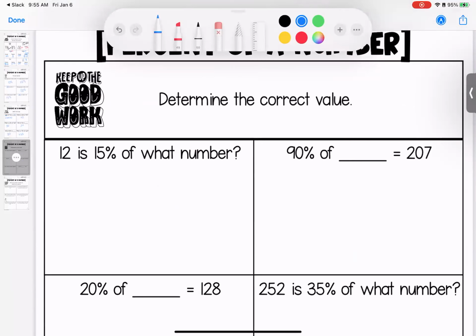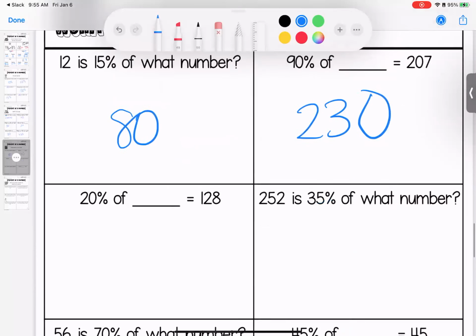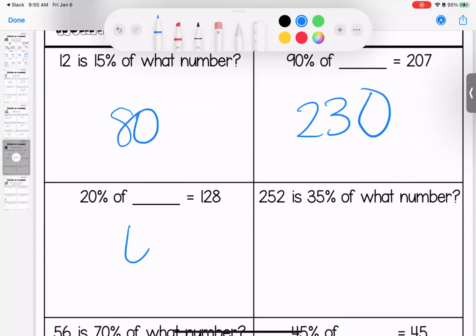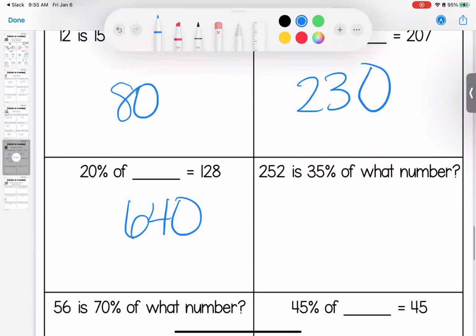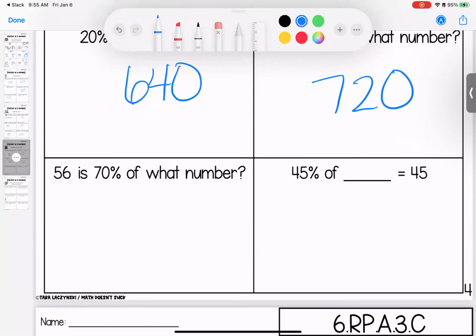12 is 15% of what number? It is 15% of 80. 90% of 230 is 207. 20% of 640 is 128. 252 is 35% of 720. 56 is 70% of 80. And 45% of 100 is 45.